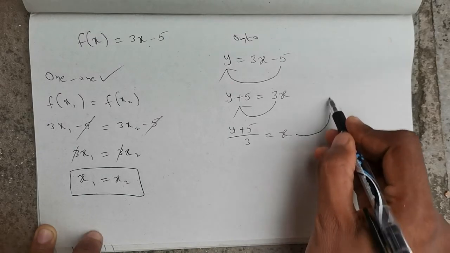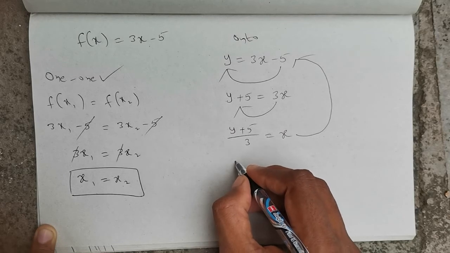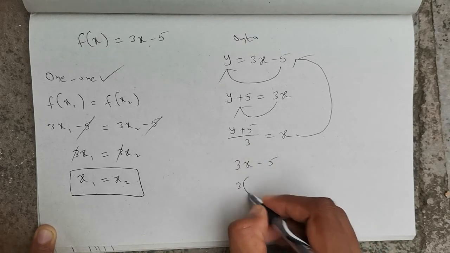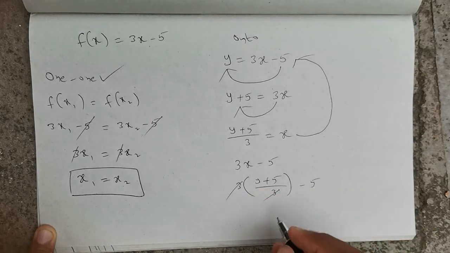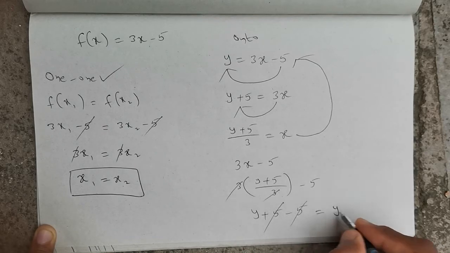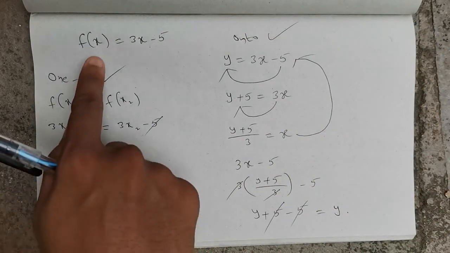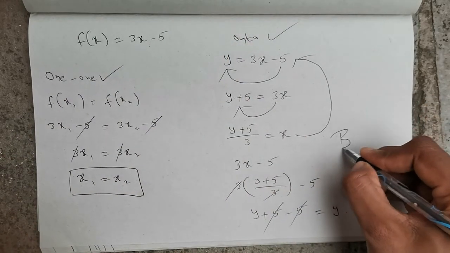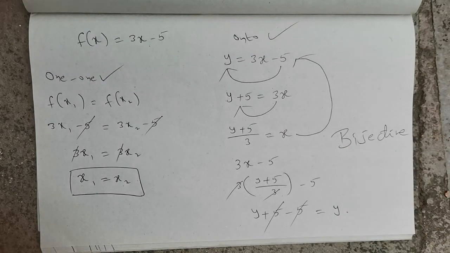Now this x value we need to substitute in the given function 3x - 5. In the place of x let us substitute this: 3 into (y + 5)/3 minus 5. 3 cancels, so we remain with y + 5 - 5. Plus 5 minus 5 both cancel, we got the answer y, which is equal to y. So this is also onto. f(x) = 3x - 5 is a one-one function as well as an onto function. So this is a bijective function, or bijection.